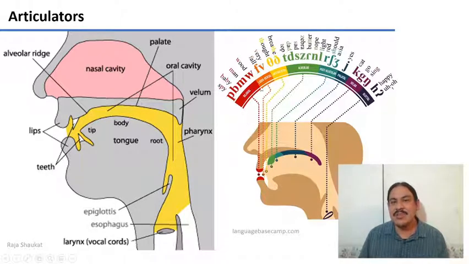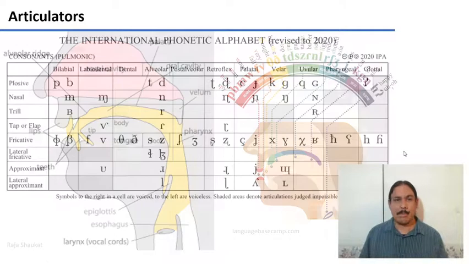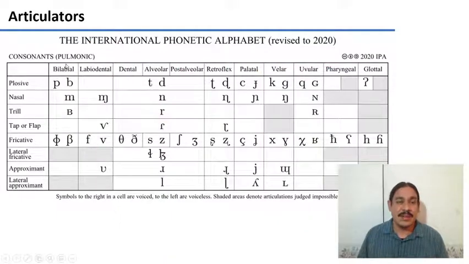And whenever there's contact between articulators and a sound is produced, we call that a place of articulation. And the International Phonetic Alphabet is arranged by place of articulation. Two lips, bilabial. Teeth and lip, labiodental. Here is what we call interdental before, but this table calls it dental because there are sounds there for Spanish, for example, that are here as well.